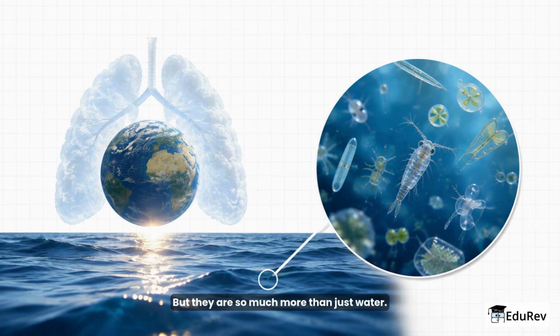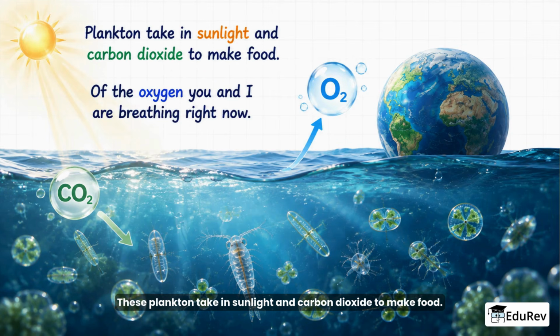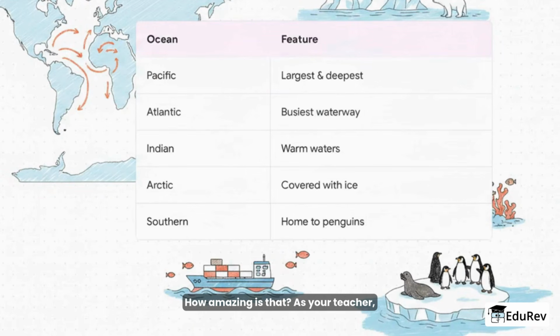But they are so much more than just water. Thanks to these tiny microscopic organisms called plankton living near the surface, the oceans act as the lungs of our planet. These plankton take in sunlight and carbon dioxide to make food. And in that process, they produce almost half of the oxygen you and I are breathing right now. How amazing is that? As your teacher, I really want you to memorize these 5 great oceans.